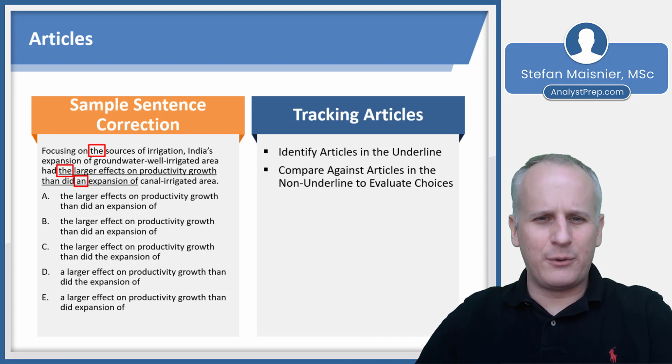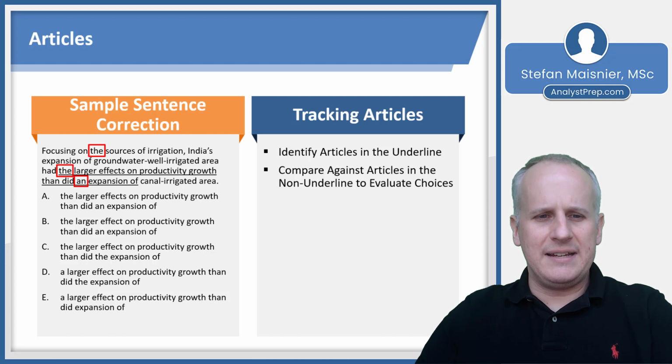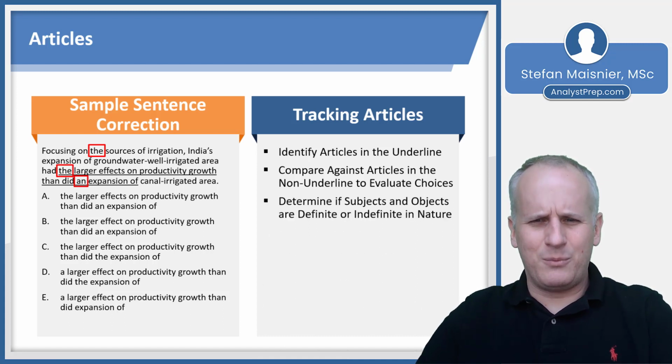So we've got focusing on the sources of irrigation. We've got India's expansion of groundwater well irrigated area. And India's expansion of this type of area is a specific expansion. So we need that an expansion or some clarification of what type of expansion it is. But the larger effects, those are specific larger effects. And we've got to determine if we need a definite or indefinite article for those larger effects.